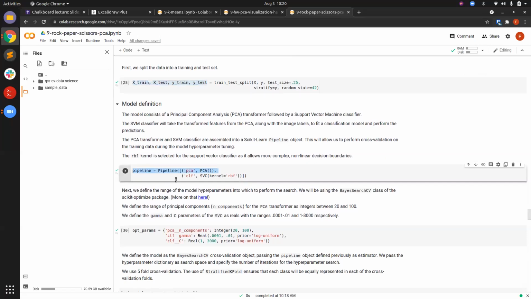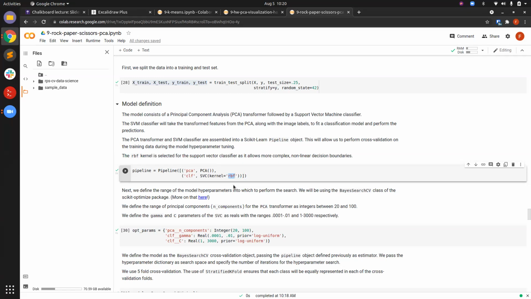And I'm going to use a pipeline, which is a sklearn feature, to define a two-stage machine learning process. What are the two stages? The first stage is going to be take the data and pass it to PCA. And the second stage is going to be take the PCA transformed data and pass it to a support vector classifier with an RBF kernel. So I'm going to do some machine learning in two stages.